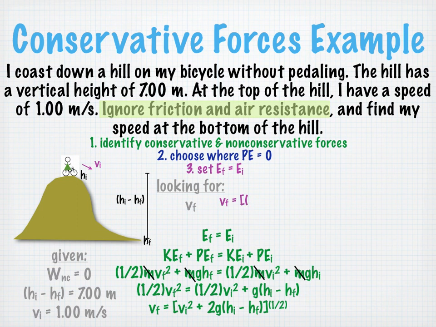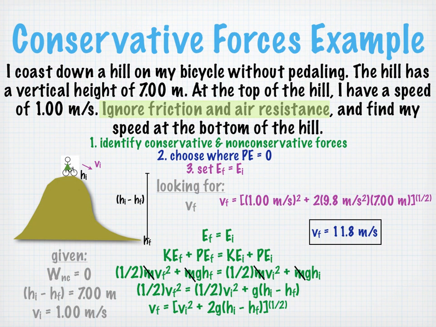Now we can plug in our known values for V initial, g, and H initial minus H final. And finally, using our calculator, we solve, getting a value of 11.8 meters per second. So remember, in these problems, first, make sure that the work done by non-conservative forces is equal to 0 so that you can apply conservation of mechanical energy. Then choose where the gravitational potential energy of the object will be equal to 0. Then set the total final mechanical energy equal to the total initial mechanical energy and solve for your unknown values.